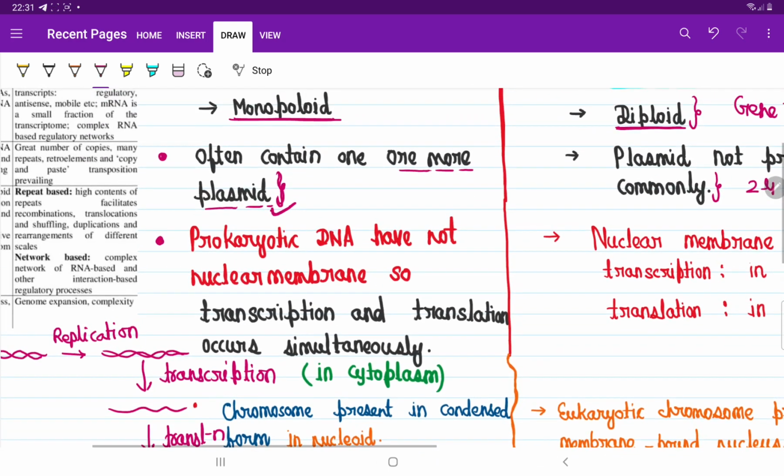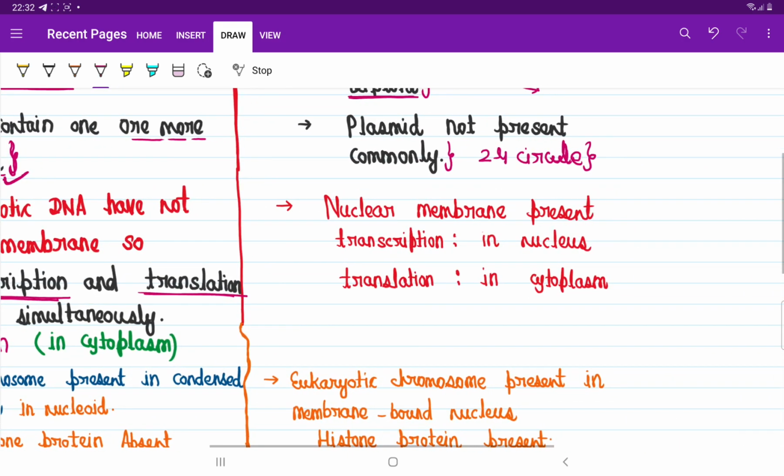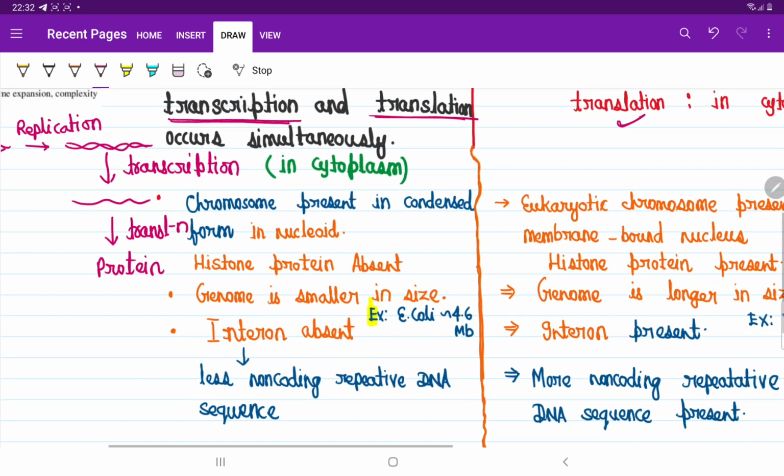So prokaryotic DNA does not have a nuclear membrane. So whether it is transcription, translation or DNA replication, everything will happen in the cytoplasm, because they have only one chamber, that is the cytoplasm. But if you see the eukaryotic cell, in the eukaryotic cell DNA replication occurs in the nucleus, transcription occurs in the nucleus, but translation occurs in the cytoplasm.